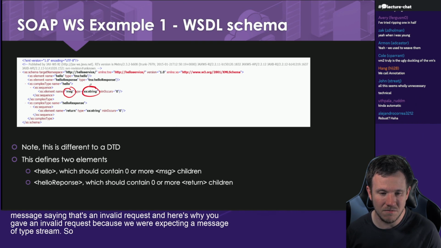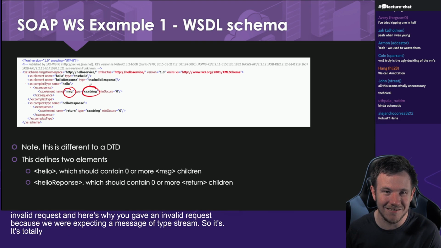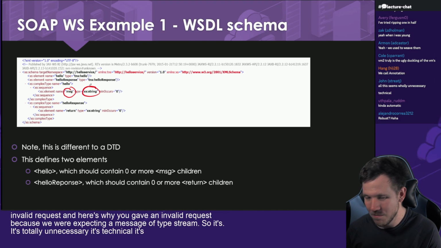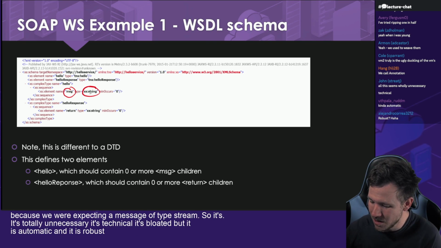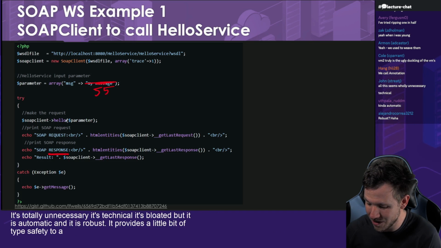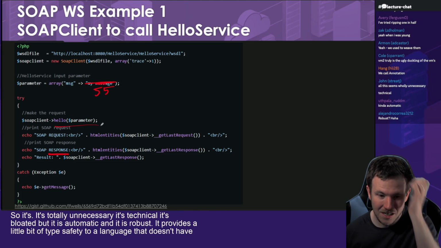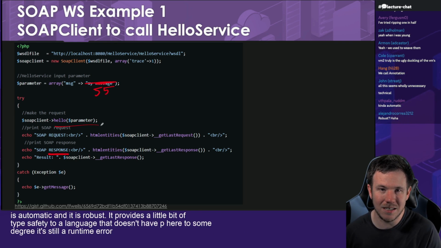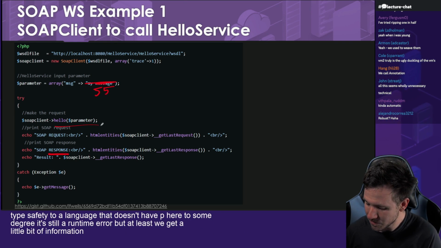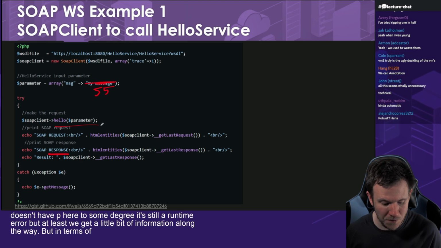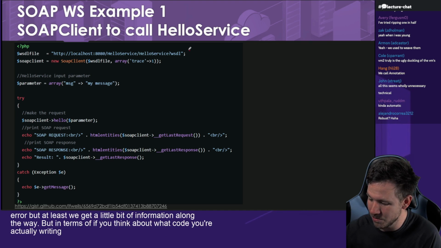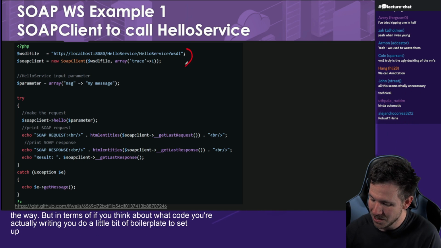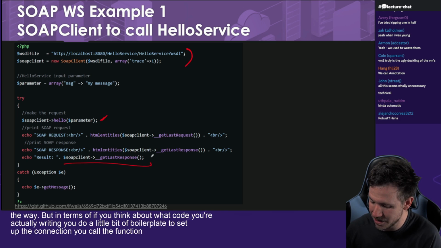So it's wholly unnecessary, it's technical, it's bloated, but it is automatic and it is robust. It provides a little bit of type safety to a language that doesn't have it, PHP here, to some degree. It's still a runtime error, but at least we get a little bit of information along the way. But in terms of what code you're actually writing, you do a little bit of boilerplate to set up the connection, you call the function and you get the response back.